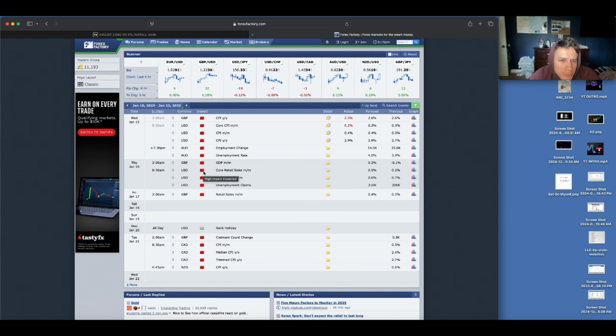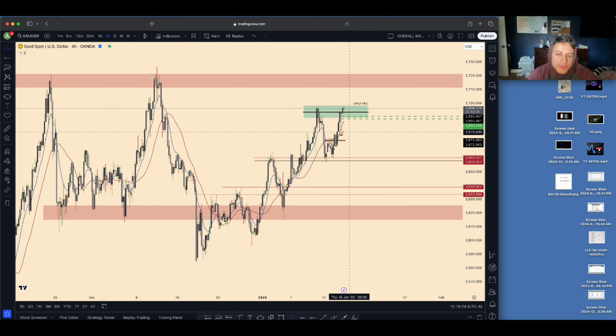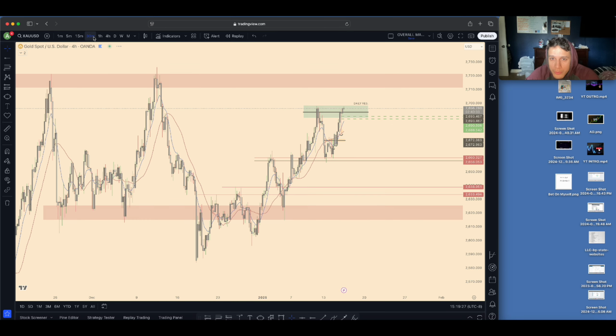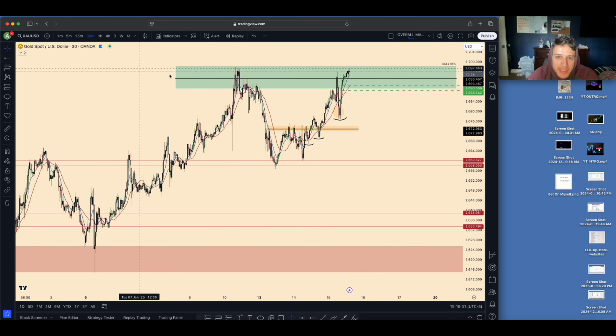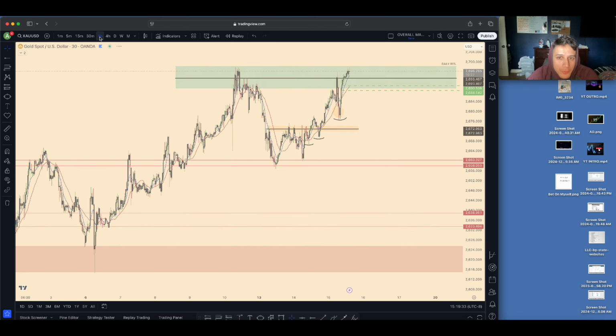Now look, we also want to keep in mind we do have core retail sales news at 8:30 a.m. And no news Friday, so maybe we could get clean traffic for the next 2 days and hopefully close out the week strong. So that's going to be my bias for gold. I'm still looking for buys as long as we maintain these levels of support.